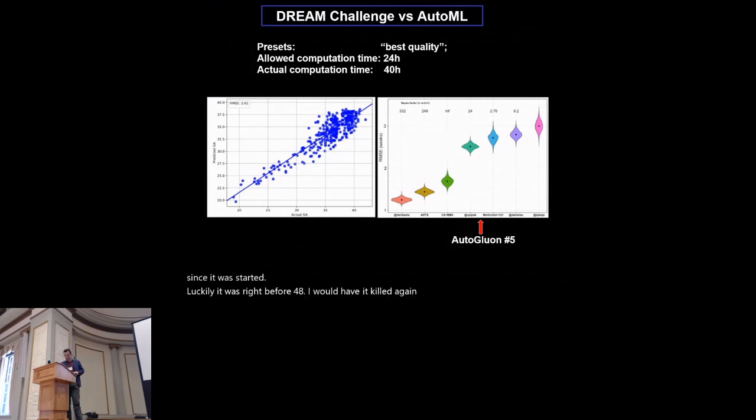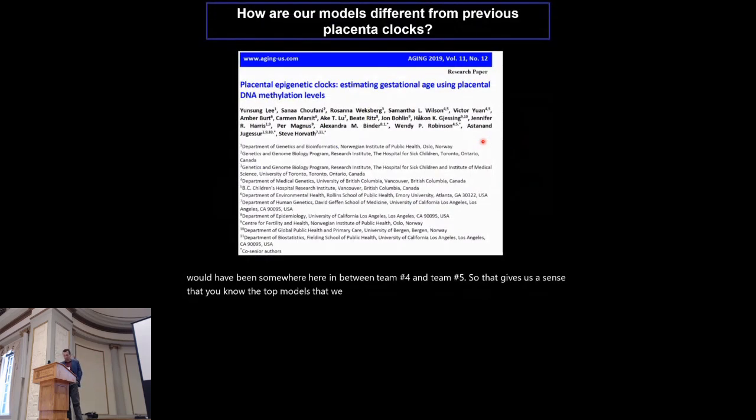So in the end, AutoGluon would have been somewhere here in between team number 4 and team number 5. So that gives us a sense that the top models that we got were actually very good. Now, how are these top models that we got different from what is out there already, compared to the other placental clock?